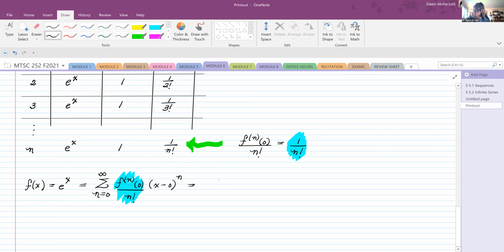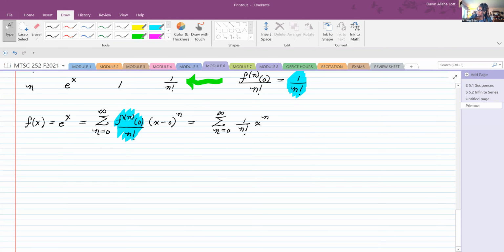So that simply becomes this: the sum from n equals 0 to infinity of 1 over n factorial times x to the n. There's the first Taylor series. So now we know e to the x is the sum from n equals 0 to infinity of x to the n over n factorial. So that's going to be 1 plus 1 plus 1 over 2 plus 1 over 3 factorial plus 1 over 4 factorial.